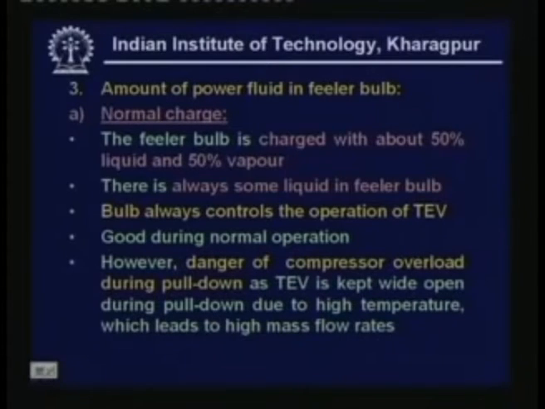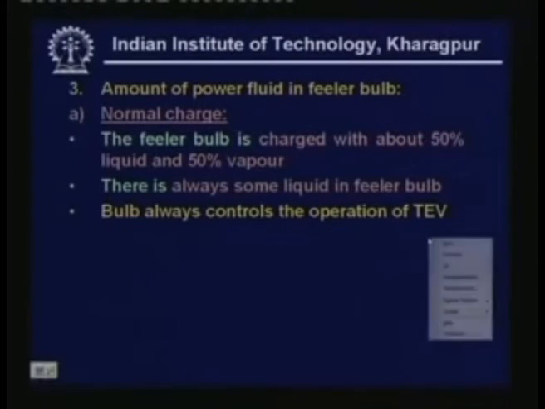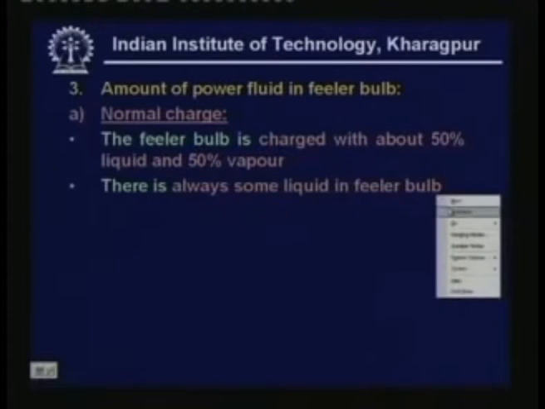This kind of a thermostatic expansion valve is good during normal operation, but when you are using the normal charge, there is a possibility of the compressor getting overloaded during pull down time, as the thermostatic expansion valve is kept wide open during pull down due to high temperature, which will lead to high mass flow rates. So let me explain this. I hope you remember the pull down characteristics of the compressor.